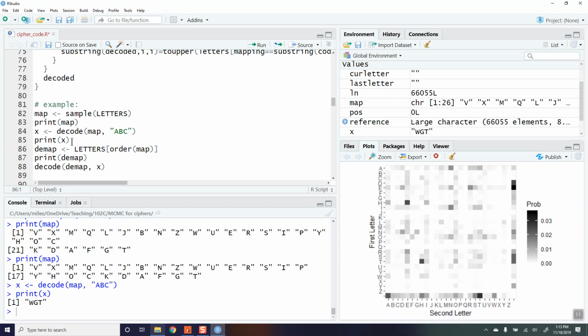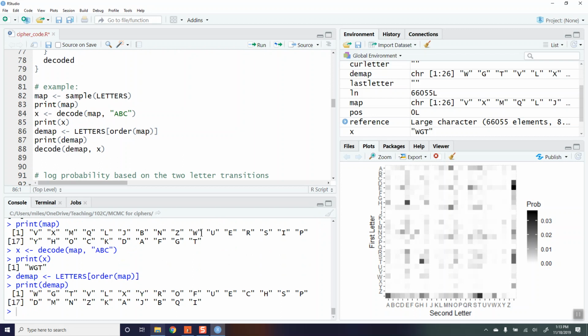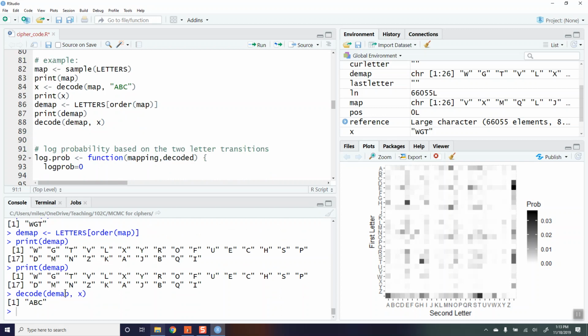And then if I want to demap this, this shows us that A gets mapped to W, B gets mapped to G, and C gets mapped to T. And so you can try to decode WGT, and it outputs ABC.